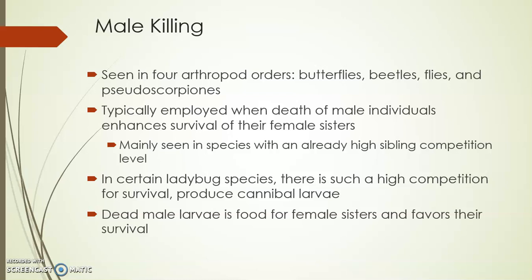This is typically employed when the death of male siblings enhances the survival of their female sisters. Mainly seen in species with an already very high sibling competition level. In some ladybug species, there's such a high competition for survival between siblings that organisms produce cannibal larvae that eat most other larvae in the nest. The dead male larvae killed by the bacteria are food for the cannibal female larvae and favor their survival.